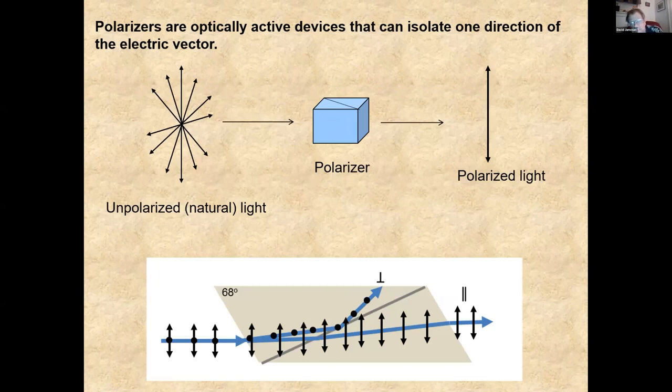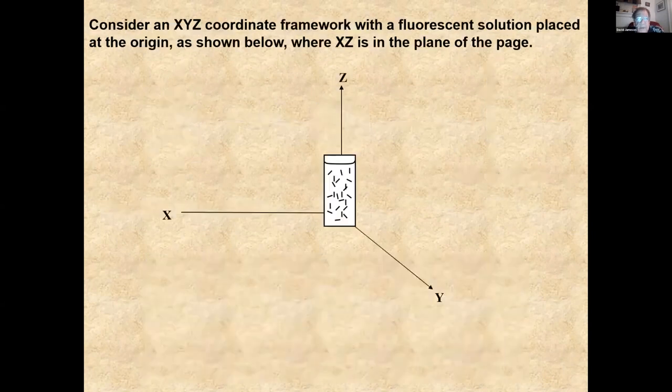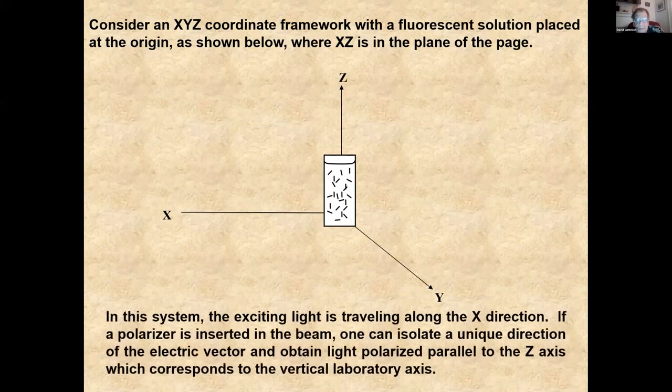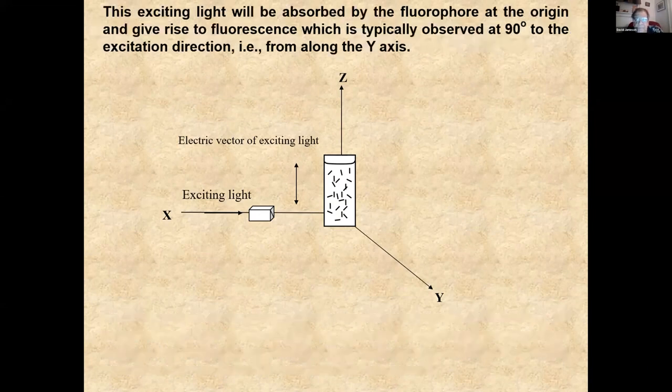And we'll talk more about polarizers in another lecture, but this is a typical crystal polarizer that will pass one plane of polarization. So let's consider this coordinate framework with the fluorescent solution at the origin, and X and Z are in the plane of the page, and Y is coming out towards you as the observer. Well, in this system, the exciting light is traveling along the X direction, and a polarizer is inserted in the beam, and then we can select the direction of oscillation of the exciting light with the polarizer to impinge on the sample. Okay, now the molecules in the cuvette, in this case, absorb light and give rise to emission.